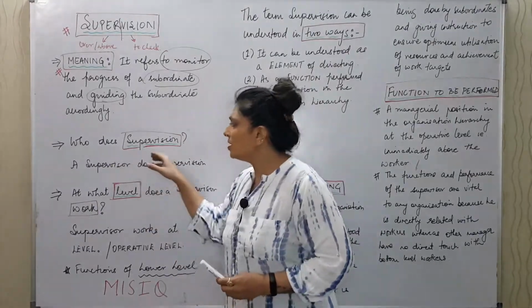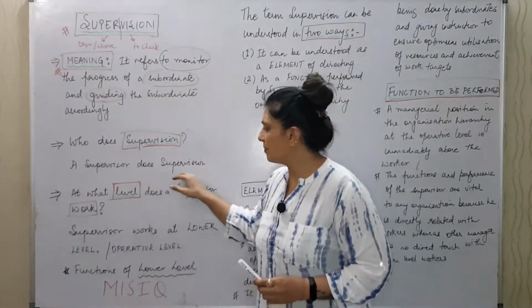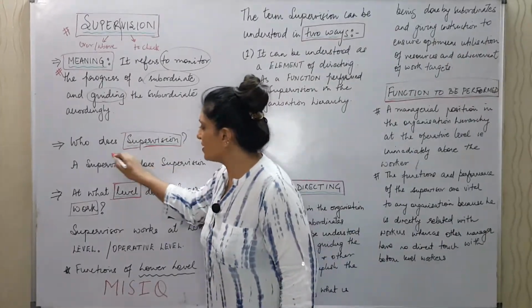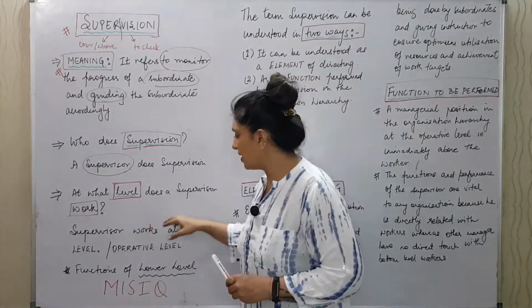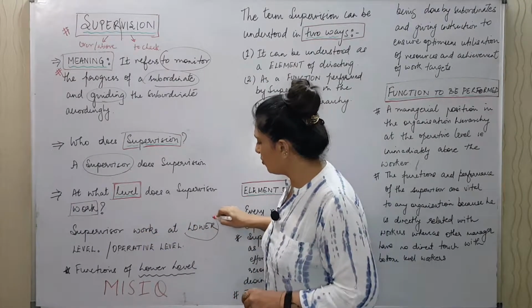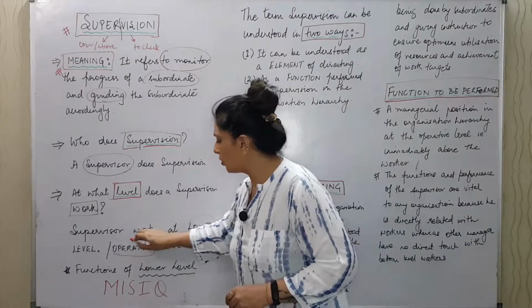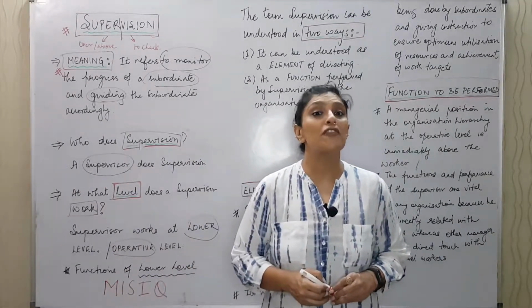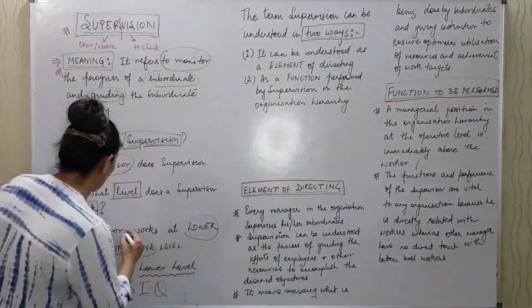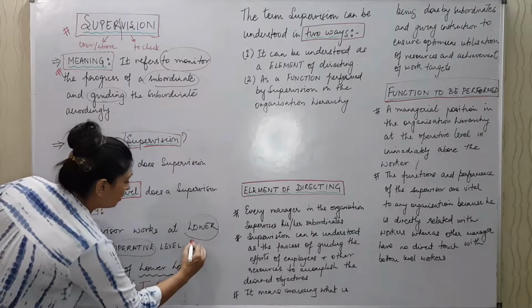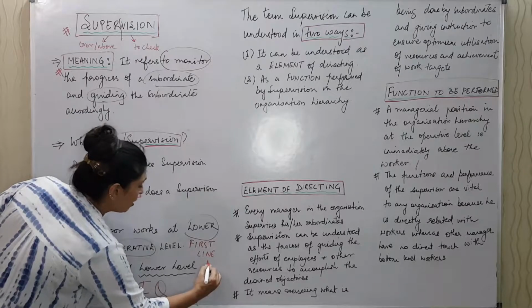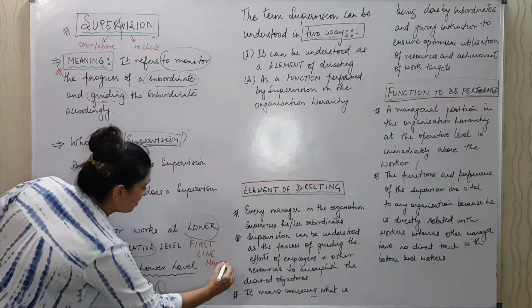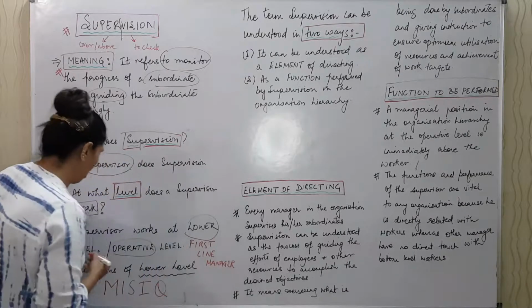Now, who does supervision? Supervision is done by the supervisor. So what level does he operate at? He operates at the lower level. If you remember your first chapter, we call them operatives, we call them first line managers. Also I will write out here, we call them first line managers, because they are the people who are working at the lower level.